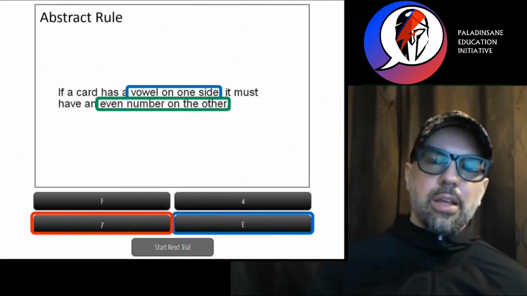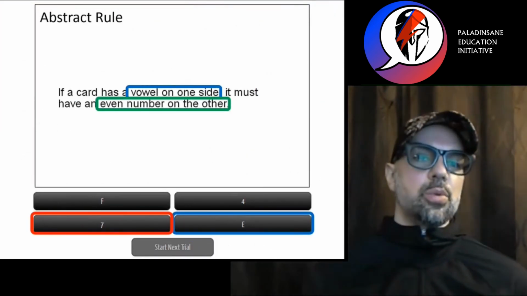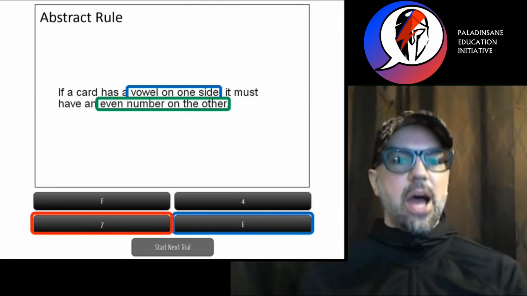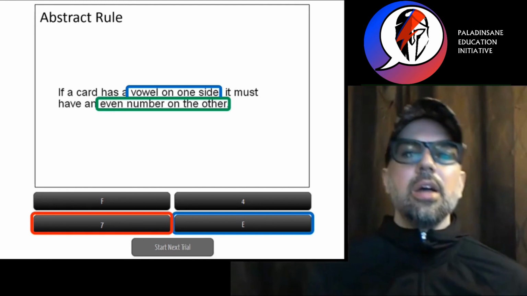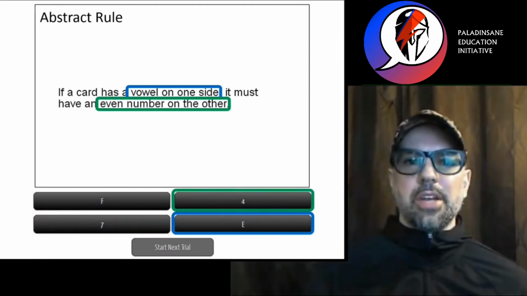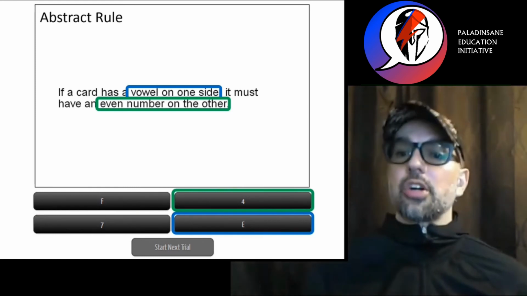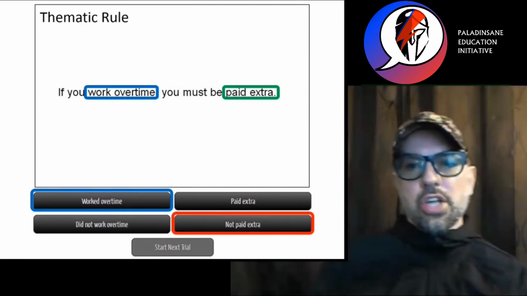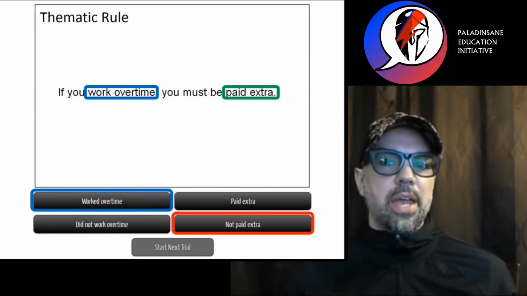So this is what we should do. These are the choices we should make. Flip the E and flip the 7, flip the vowel and flip the not even number. What our human minds tend to do is flip the vowel and flip the even number. Look at P and then incorrectly look at Q. So this is what we should be doing. Check the work overtime card and the not paid extra card.